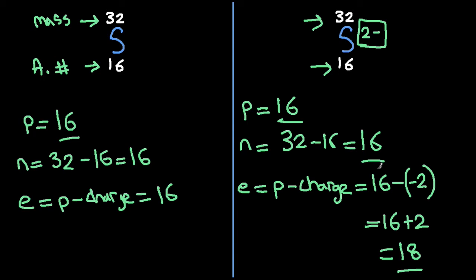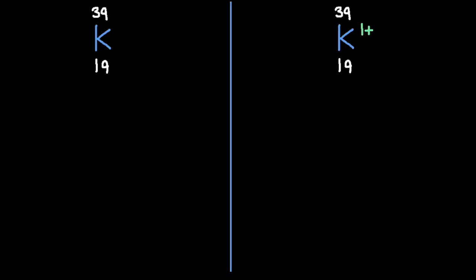So that's our first question. Let's try a second one. For our second question, we have a potassium atom and a potassium ion. So we're going to start off exactly like we did in the last one.